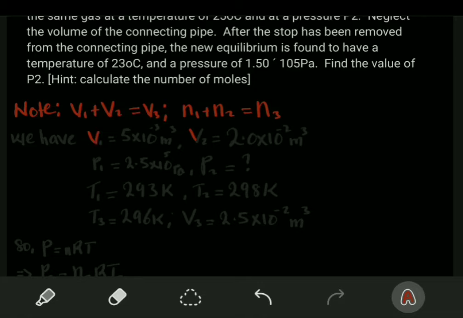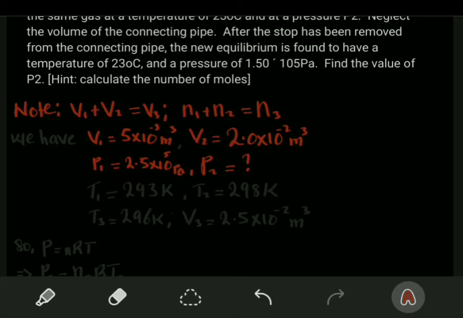Then for the data in the question, we are given that volume 1 is 5 liters, so we convert that to cubic meters and we have 5 times 10 to the power minus 3 cubic meters. We do the same for V2, and we get 2 times 10 to the power minus 2 cubic meters. The pressure for the first gas is given as 2.5 times 10 to the power 5 pascals, and the pressure for the second gas is unknown.